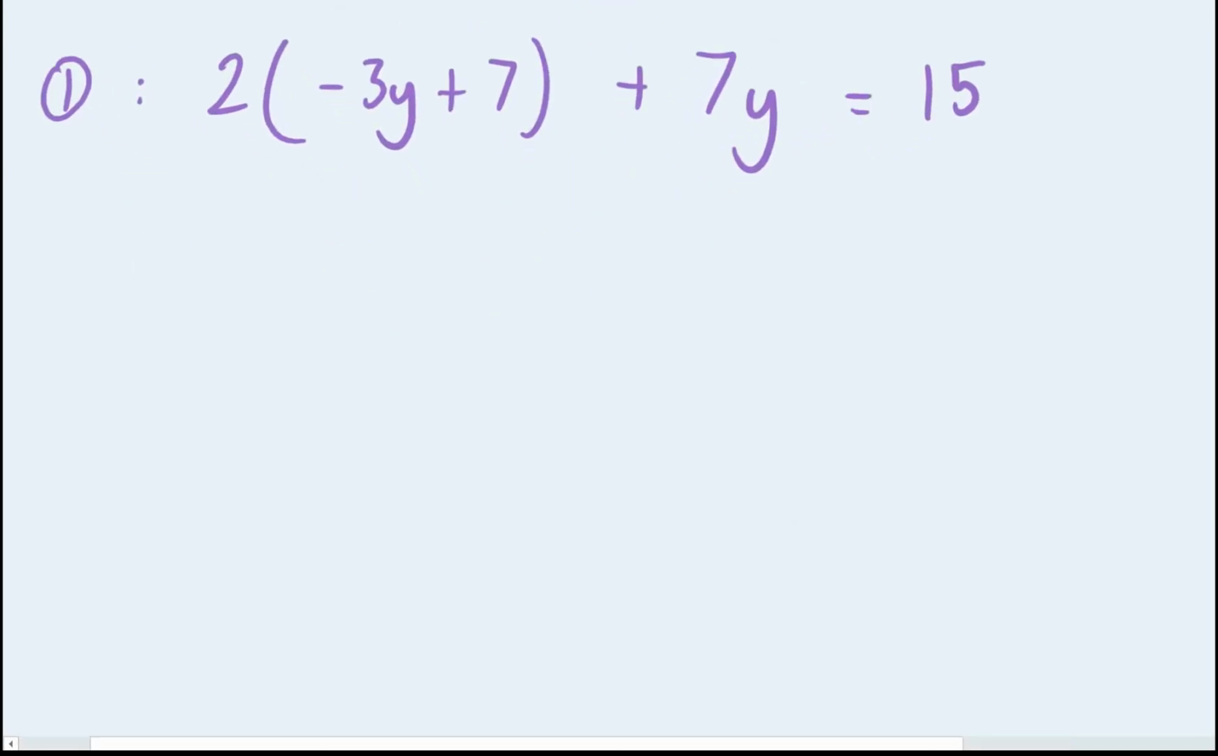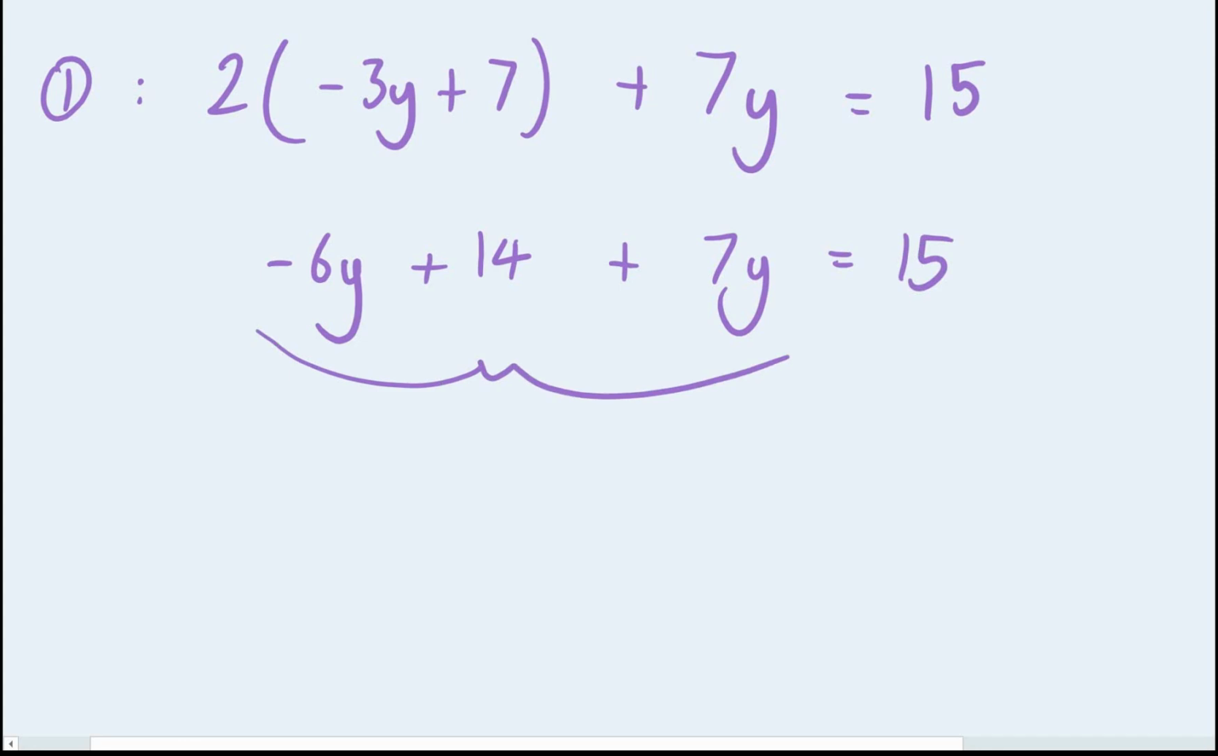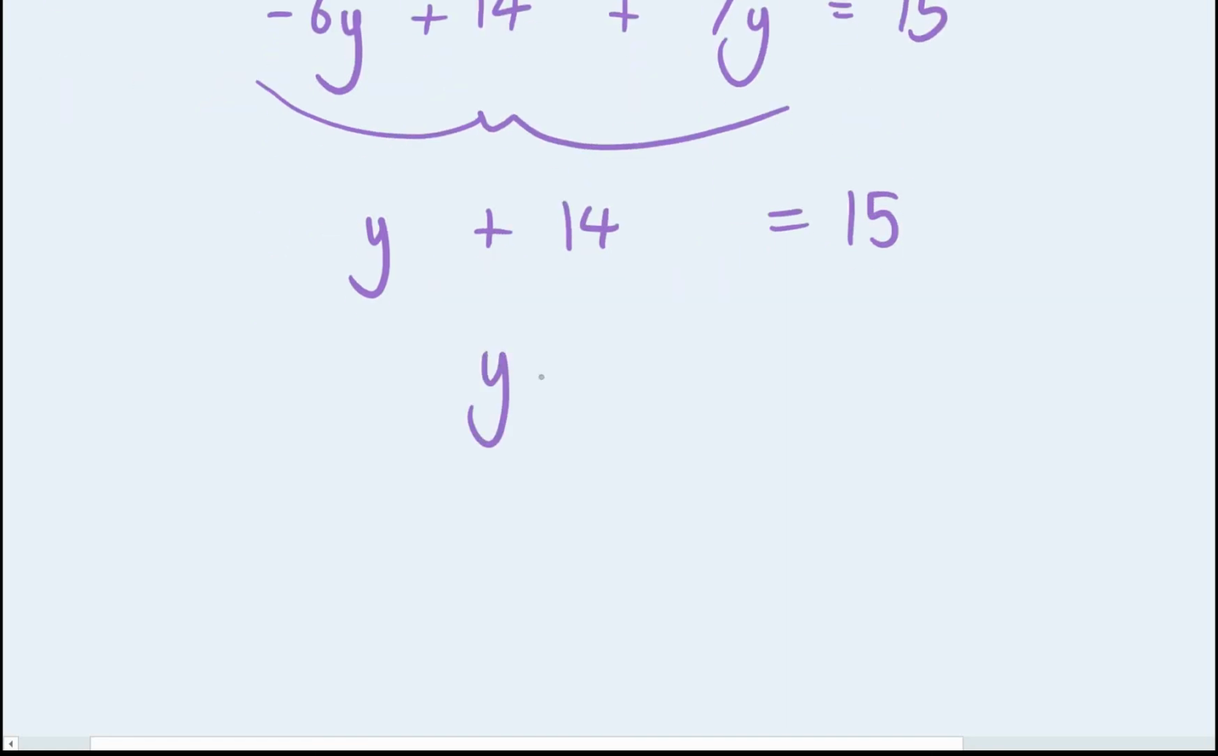Next, I've got to solve this. So I need to expand my brackets first. If I double minus 3y, that gives me minus 6y. If I double 7, that gives me 14. The rest is unchanged. Now I've got a bunch of stuff here. I want to group it all together. So minus 6y plus 7y is just y, or 1y. So now I've got y plus 14 equals 15. Really easy. That means y equals 1.